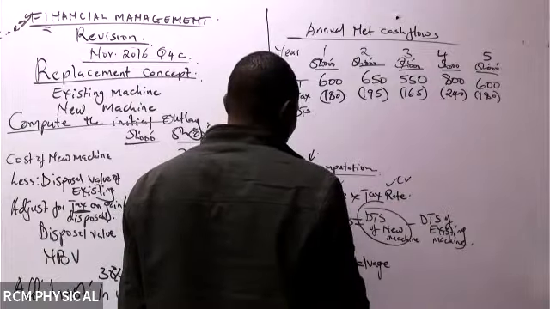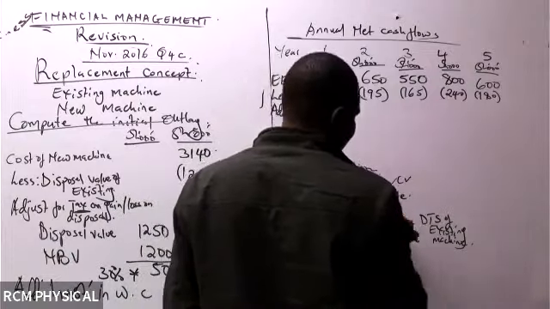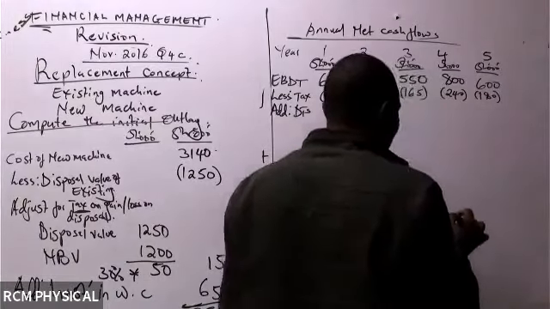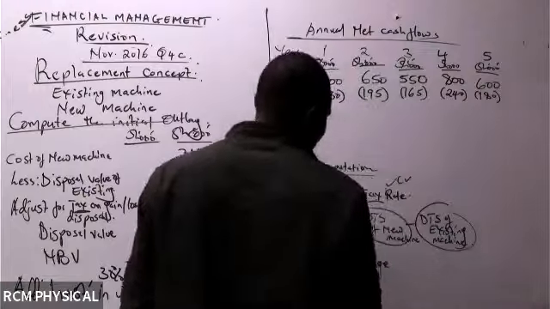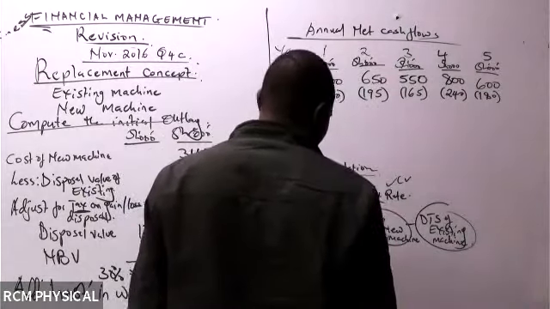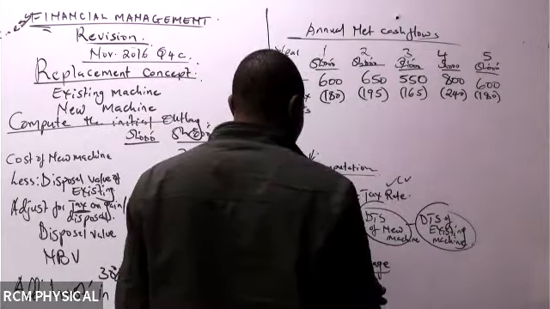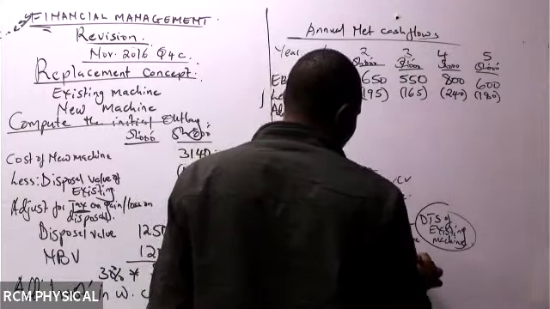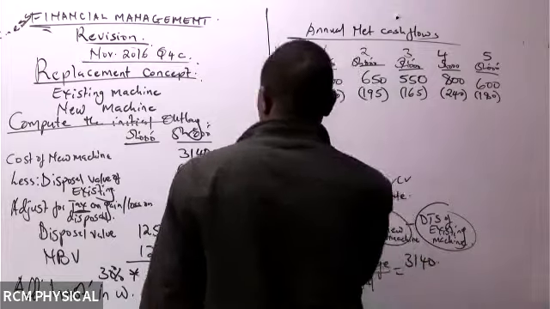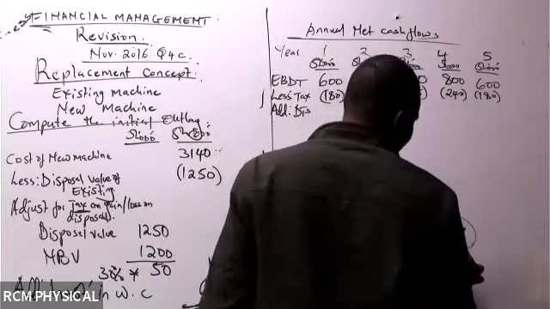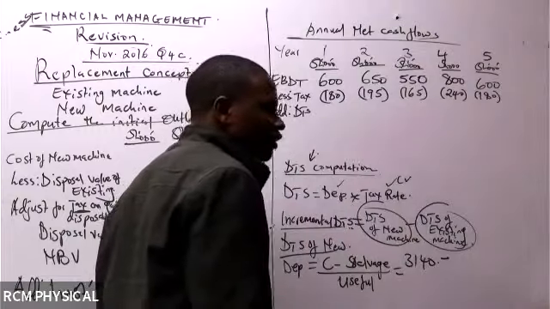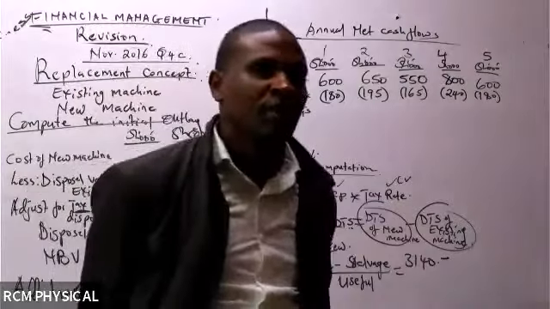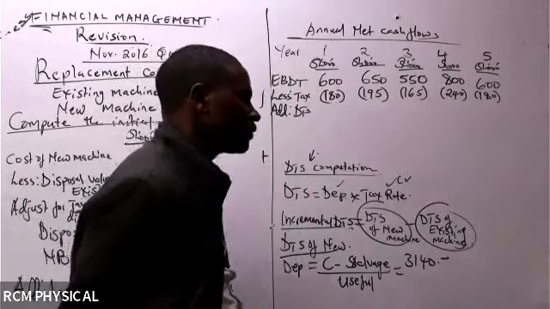I know that to get the incremental depreciation tax shield (DTS), I need the DTS of the new machine minus the DTS of the existing machine. To get the depreciation, it is the cost minus the salvage over the useful life. The cost of the new machine was 3,140. What is the salvage value of the new machine? It is given by the examiner as 1,000.